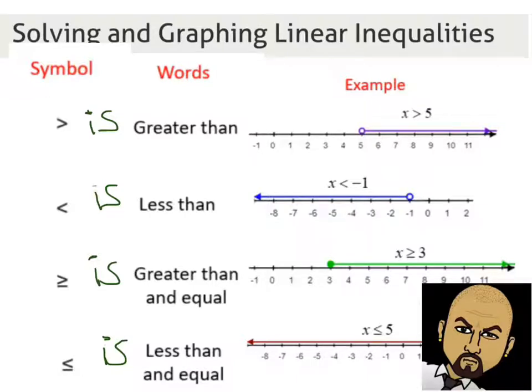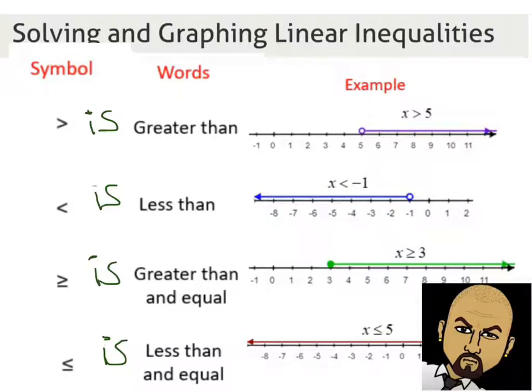The second example is x is less than negative 1. We substitute negative 1. Is negative 1 less than negative 1? No, it is not. So we need to leave our endpoint as an open circle. Negative 1 is not part of our solution, so we exclude it with an open circle. Now we have to shade. Where are the values that are less than negative 1? They're going to be to the left of negative 1 on the number line, so we shade to the left.